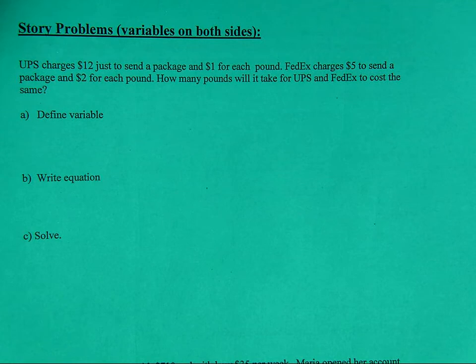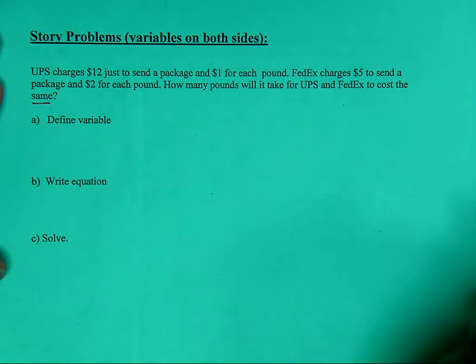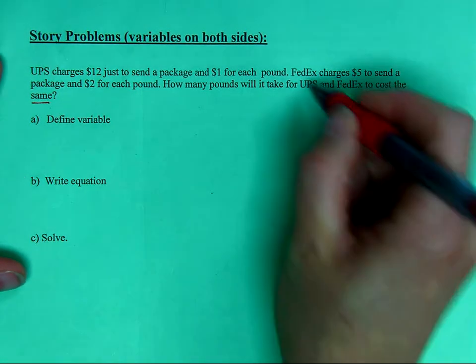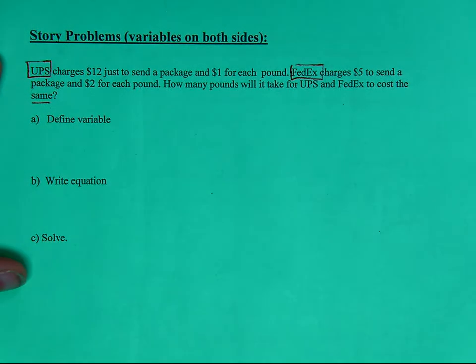So there's a couple ways to know on a test or quiz if we are having a variables on both sides problem. So one hint is I'm normally asking you when two different things cost the same. And the two different things we're talking about here is FedEx comparing to UPS. And we know we want those to be equal.